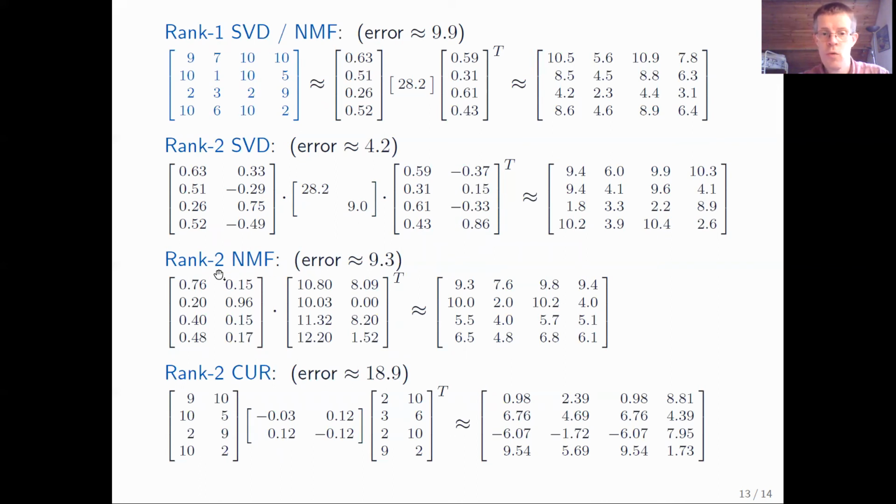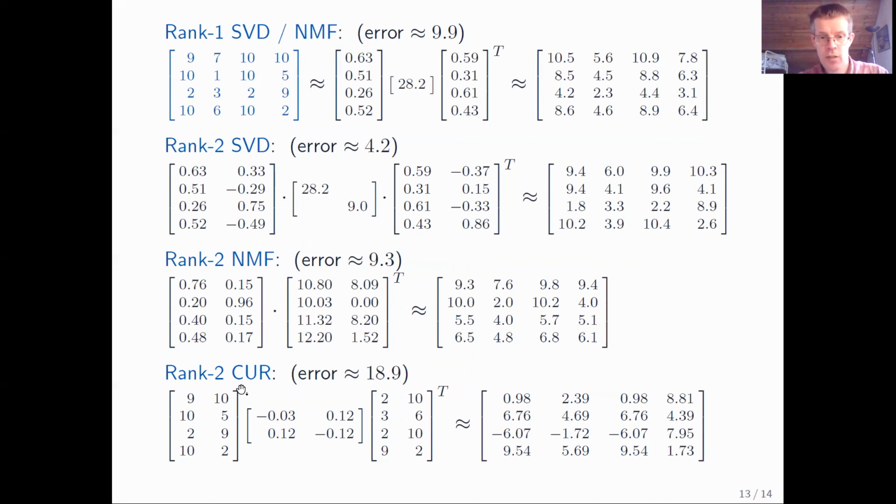However, this rank 2 NMF, non-negative matrix factorization, is a much harder problem. So I did an approximation here, but in practice, you often don't really know whether this is optimal because it's a very hard problem. And you see that the error is much larger. On the other hand, we have all positive elements, which may add to the interpretability.